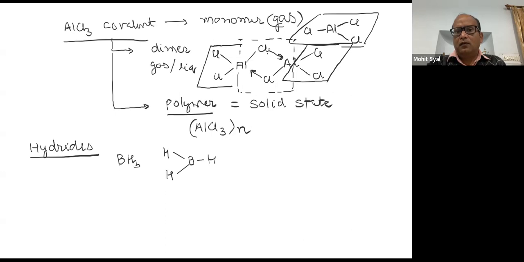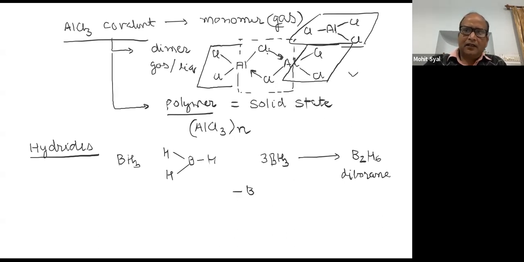Two boron molecules combine with each other and form a dimer. The dimer is B2H6, known as diborane. And what will be its structure? Same way, the dimeric structure we have seen over here.